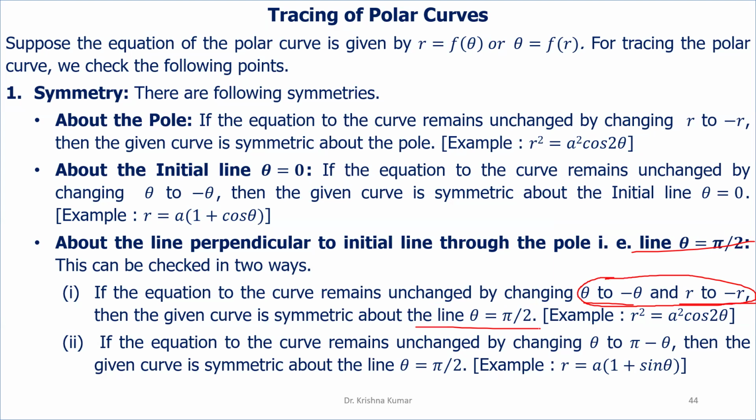Suppose it is not happening, then we check again. Suppose it is happening, then there is no need to check the second point. But if the first point is not happening, then we will try to check the second point. That means we replace theta by pi minus theta, and if the equation of the given curve remains unchanged, then we say that the curve is symmetric about the line theta equal to pi by 2. So this is all about the symmetry of the polar curve.